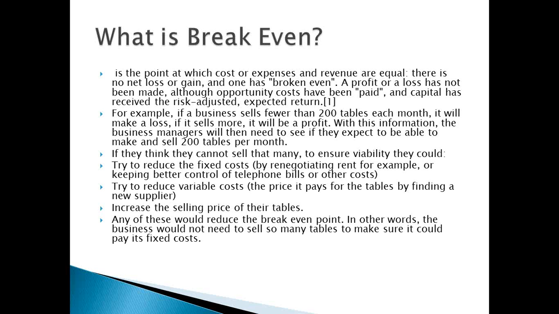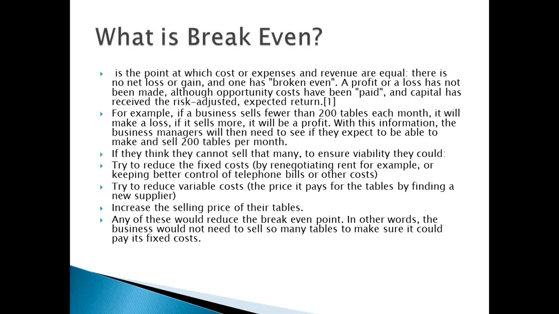So this is just a quick example. If a business sells fewer than 200 tables each month, it will make a loss. If it sells more, there will be a profit. With this information, the business manager will then need to see if they expect to be able to make and sell at least 200 tables a month. That's where those key performance indicators come into play, as we know exactly how many units of whatever, cleaning, senior care, whatever it may be, that we have to sell in order to start making money. In this particular example, I'm just going to hurry and go on.